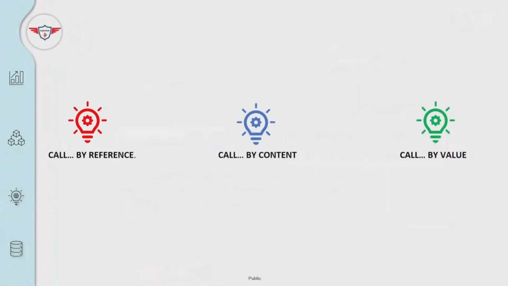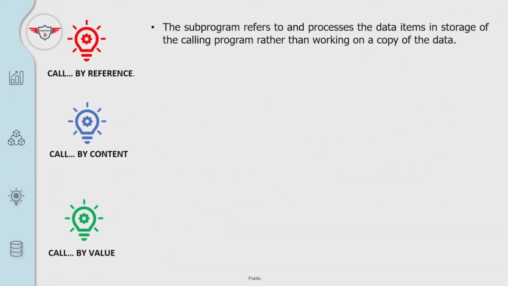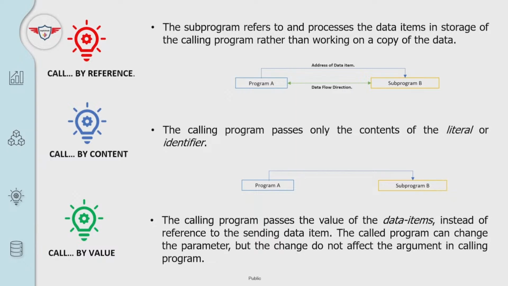So first one is call by reference. When the data is passed by reference, the address of the data item is supplied to the called subprogram. So any change made to the data item in the subprogram is also made to the data item in the main program, because both items refer to the same memory location. If you look at the flow diagram, program A, which is the main program, is calling the subprogram, that is program B, and it is passing the address of the data item. Therefore, program A and program B are accessing the same memory location.